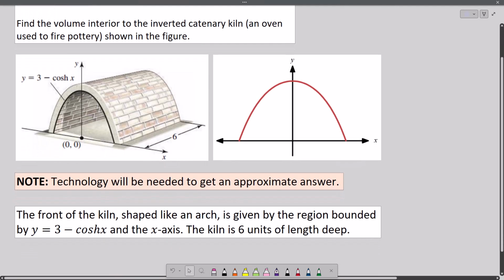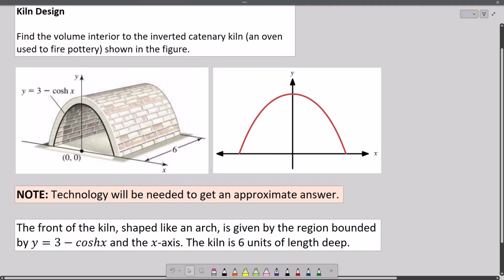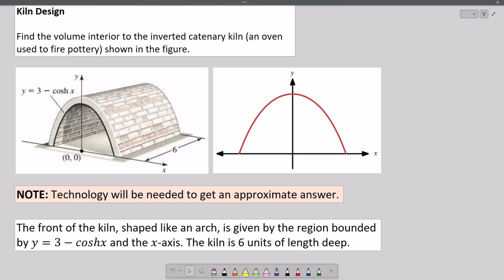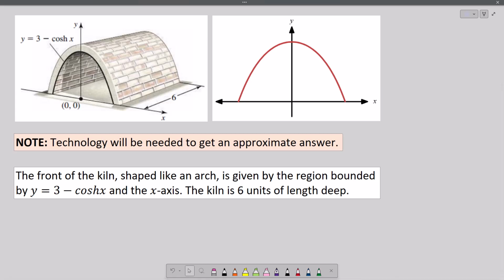Okay, let's do a contrived application. We want to find the volume interior to this inverted catenary kiln. So we have an upside down hyperbolic cosine. Okay, we want to find the volume. So we need to find the area of the face and then multiply it by the depth.